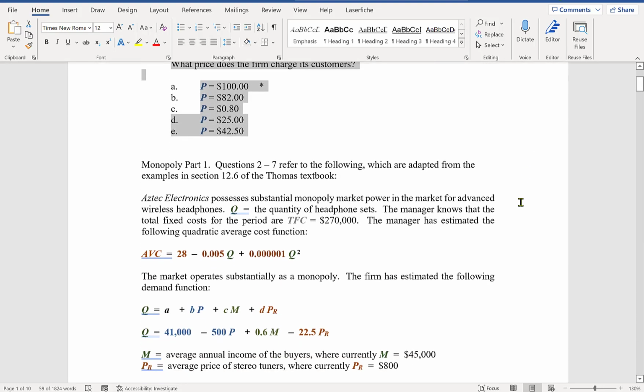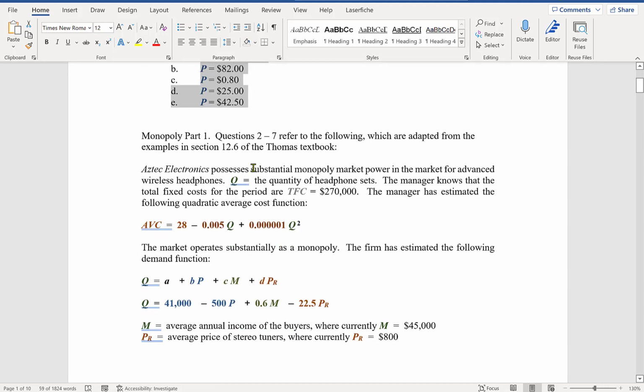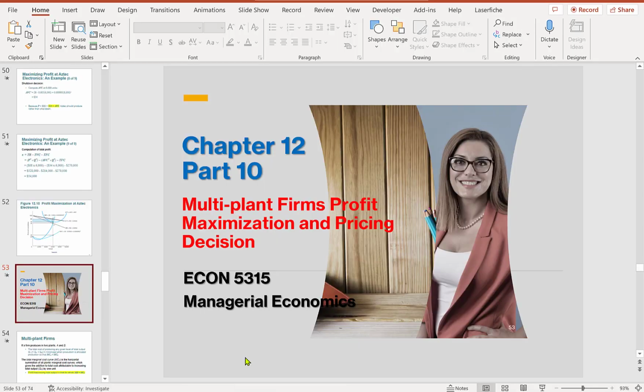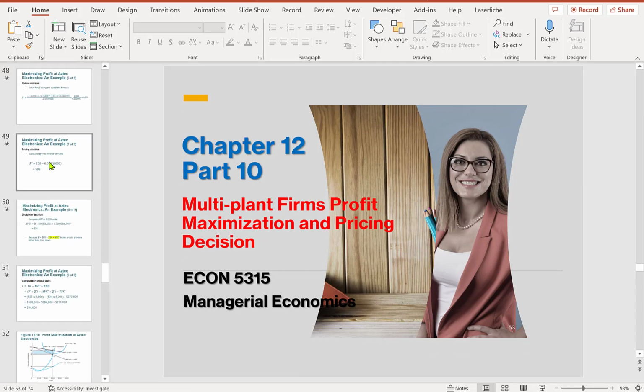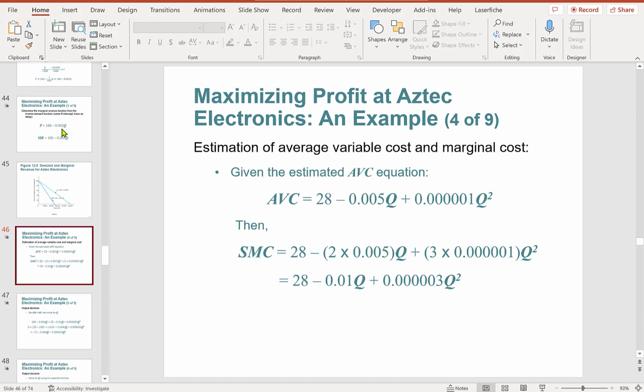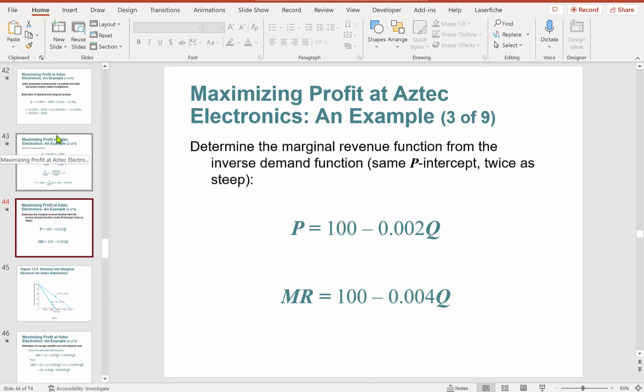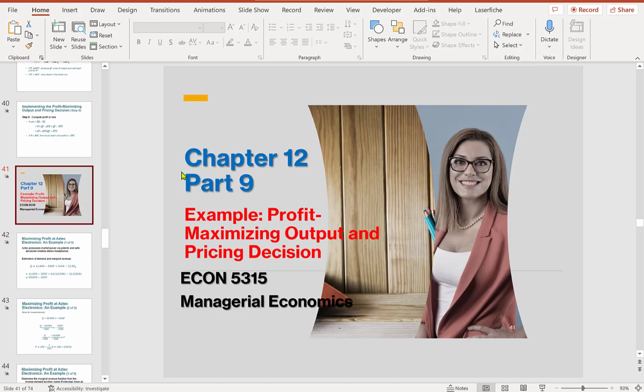Okay, so why are we then studying questions 2 through 8? Because you have to, as a person who is getting this education, know how to calculate all these that we studied in chapter 12, right? And this part, Aztec Electronics example, you should be able to do this in Excel.